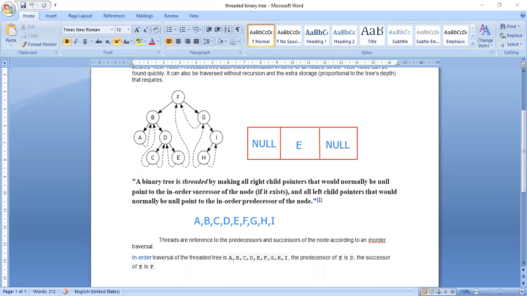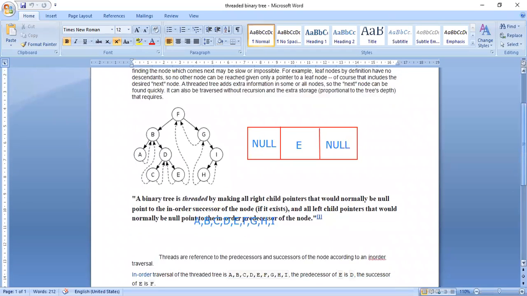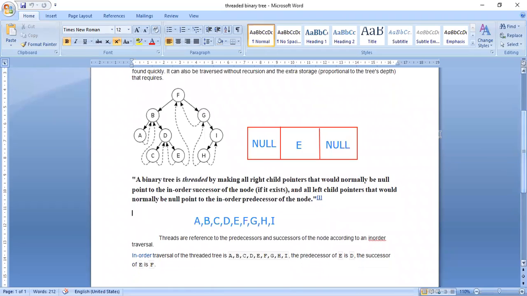Now, what I will do to make it a threaded binary tree is, first consider the leaf nodes. What are the leaf nodes here? A, C, E, H.